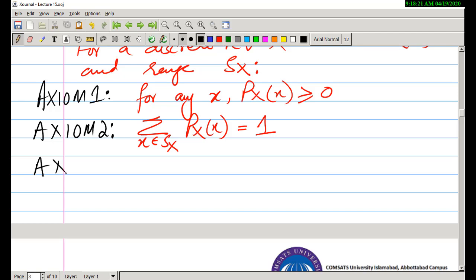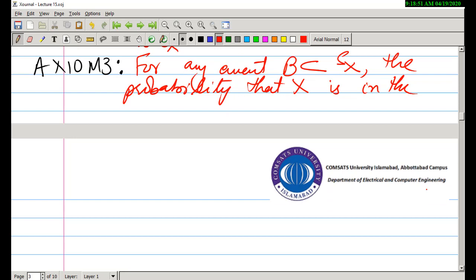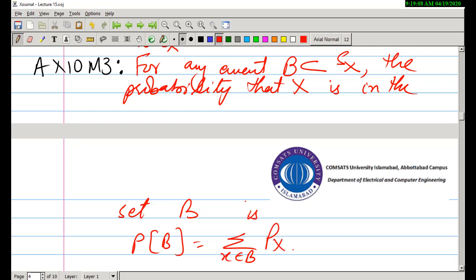Now axiom 3. Axiom 3 says that for any event B that is a subset of S_X, the probability that x is in the set B is P[B], equal to the summation over x belonging to B of P_X(x).